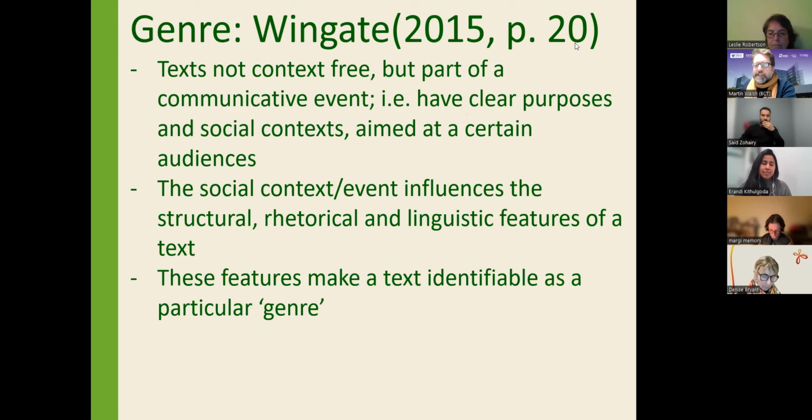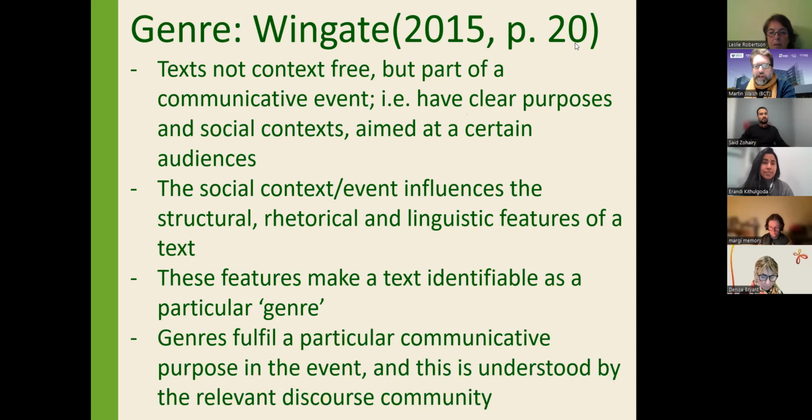And these features make the text identifiable as a genre. So when you see a recipe, you know it's a recipe. If it's an email from your colleague, you know it's an email from your colleague, that type of idea, so that they become identifiable. So this text that you see is an example of a particular genre. And genres fulfill a communicative purpose in the event, and are understood by the relevant discourse community.